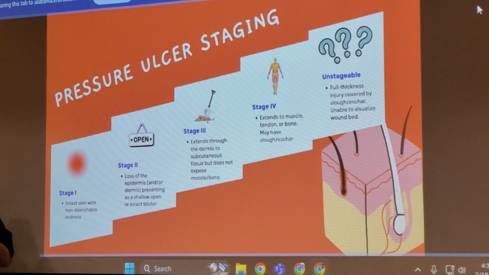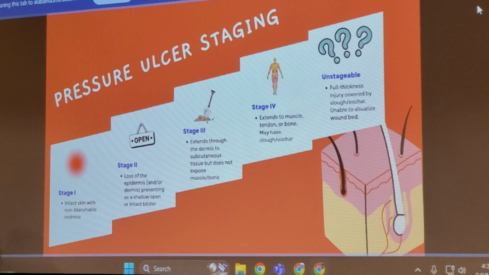Stage 3, we have dug a little deeper, and now we're into the subdermis or hypodermis tissue. But it extends through, but we do not yet see muscle, bone, or tendons.